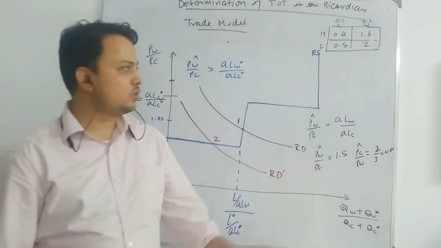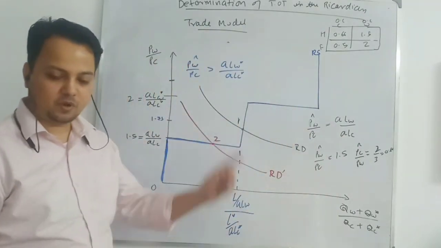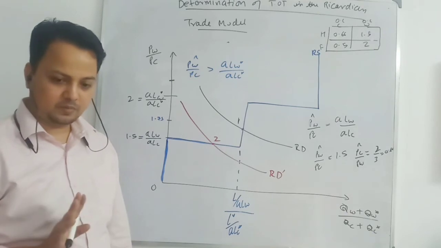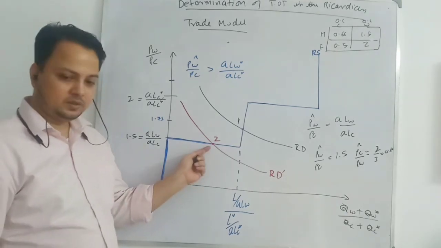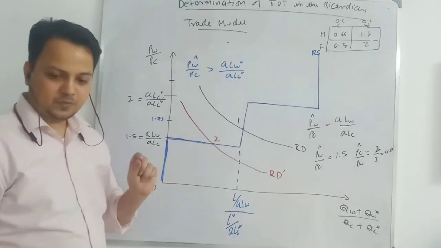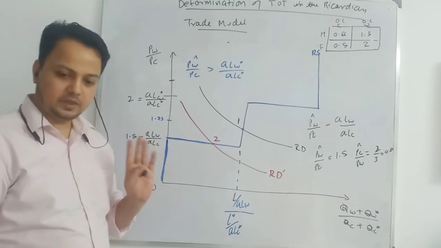What is the opportunity cost of producing cheese in terms of wine in foreign country? It is 0.5. So at this point, foreign country will specialize in the production of cheese. Clear?